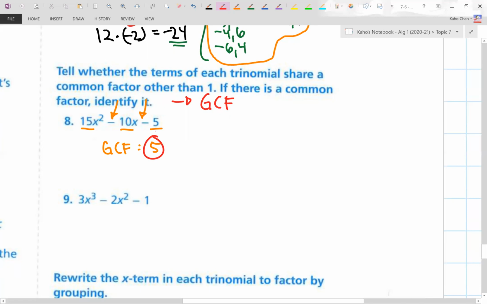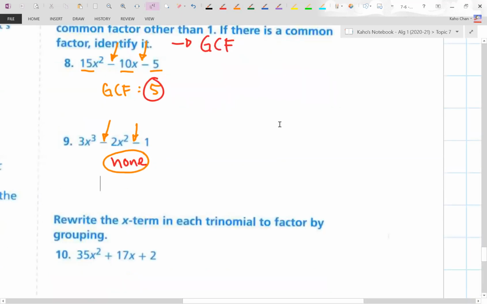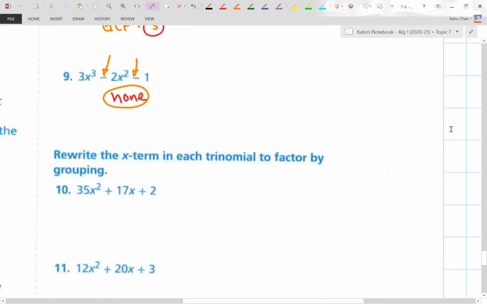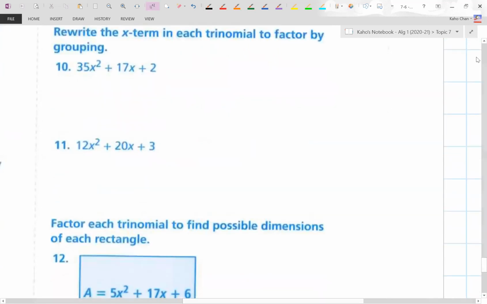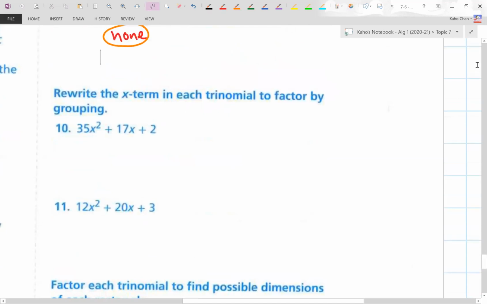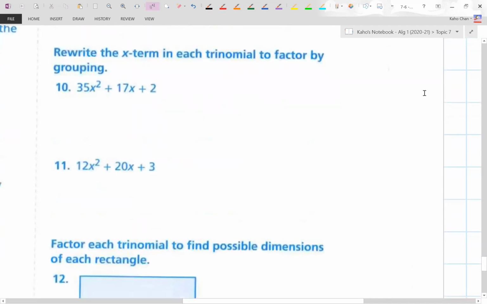Number 9, let's look at these 3 terms here. And you notice that we have 3, 2, and 1. Yeah, nothing. Nothing, no variables, no numbers. So here the answer is none. So that was a good little practice of GCF. We're going to actually ignore the rest of the directions and just factor by the AC hybrid box method for numbers 10 onward. It's good practice. We should do those definitely. Here we go.